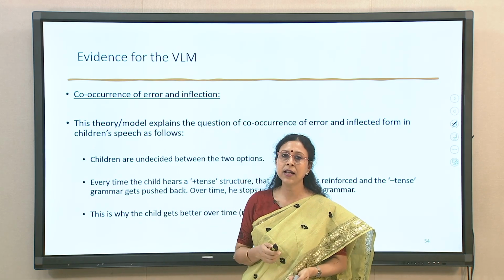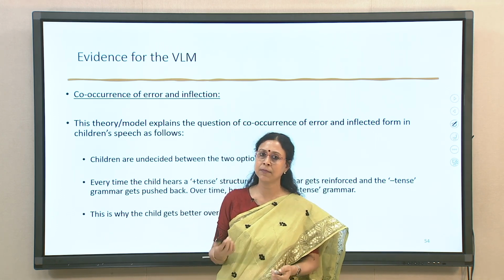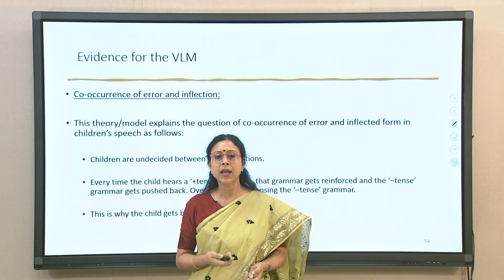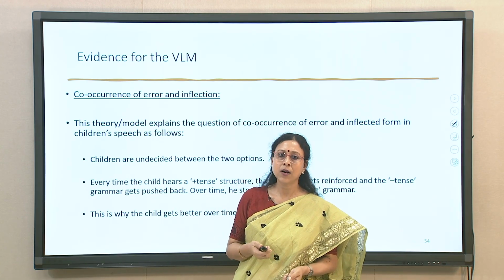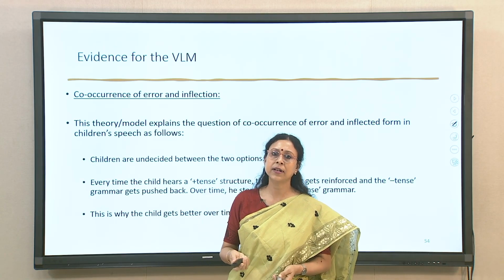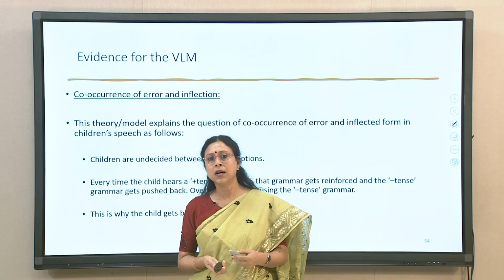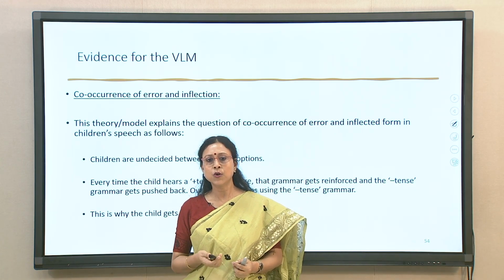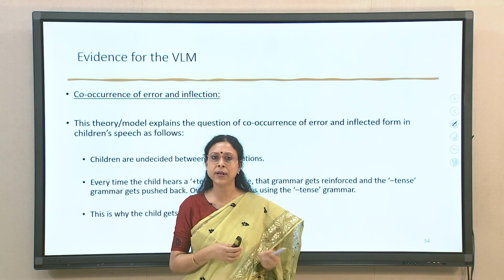The child is initially undecided, because both options are readily available to the child, both the plus and the minus tense marking, let us say, or plus or minus argument marking, or whichever of the parameters we take. The child has both the options in the beginning. Now, as the child hears plus tense structure, that grammar gets reinforced and then the minus tense grammar gets pushed back, or let us say it is punished. Over time the child stops using the minus tense grammar and sticks to the plus tense grammar.